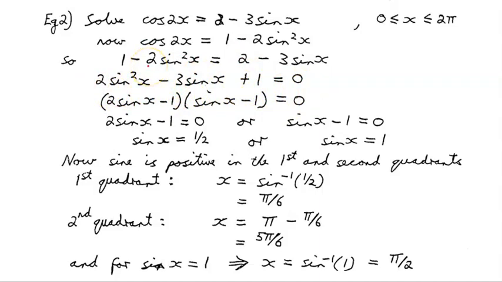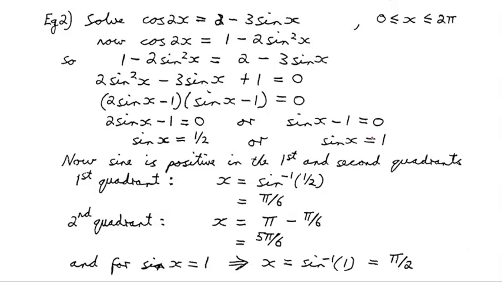Okay, we can factorize that. Sine x is the variable. When we factor it, we have 2 sine x minus 1 in parentheses times sine x minus 1, and that's all equal to 0. So the null factor law says that 2 sine x minus 1 is 0, or sine x minus 1 is 0, or both. Let's transpose. 2 sine x minus 1 is 0, so take the 1 over the other side, divide by 2, sine x is a half. And the other one, sine x equals 1.